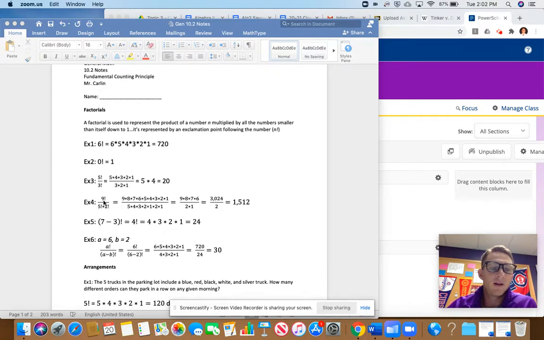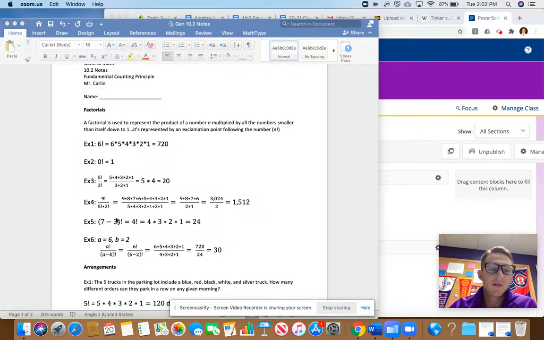Another example, we have the factorial of 9 over 5 factorial times 2 factorial. So I'm going to list out the 9 factorial, list out the 5 factorial, and then list out the 2 factorial. We can cancel off the 5, 4, 3, 2, and 1 on top and bottom. So all we have left over is the 9, 8, 7, 6, and the 2 times 1 from this 2 factorial. And then let's multiply all these together, and we find our answer of 1,512.